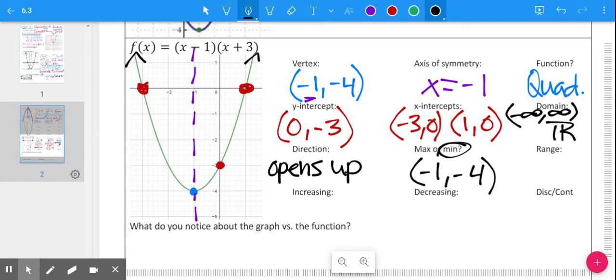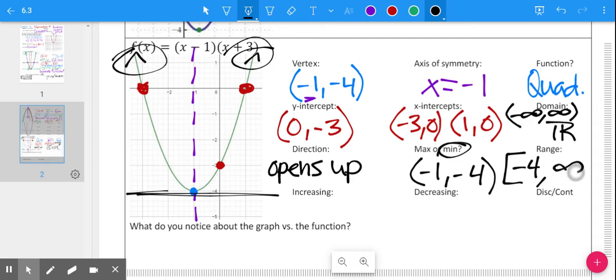Range, how low to how high. So the lowest point is -4, and it stops there, so it gets a bracket. The highest point, we've got arrows, and up is all the positive numbers, so it's positive infinity.